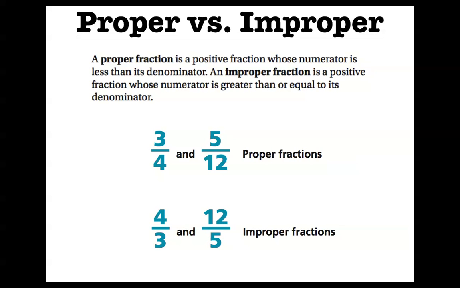So some examples of that would be 4/3 or 12/5. Okay, when the top is bigger than the bottom, you've got yourself an improper fraction. Improper fractions are top heavy.